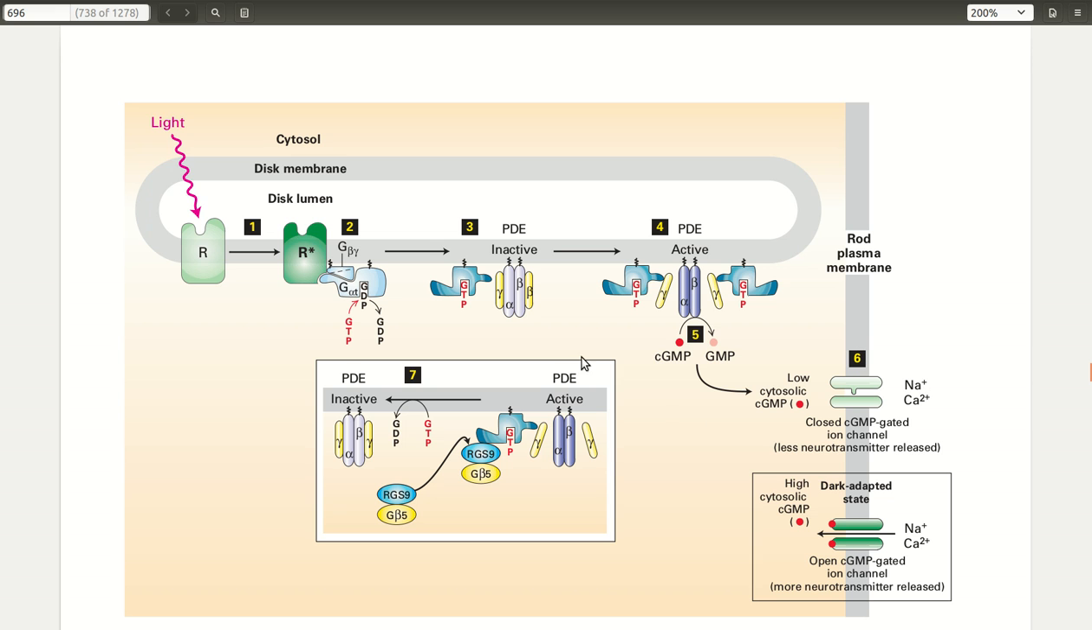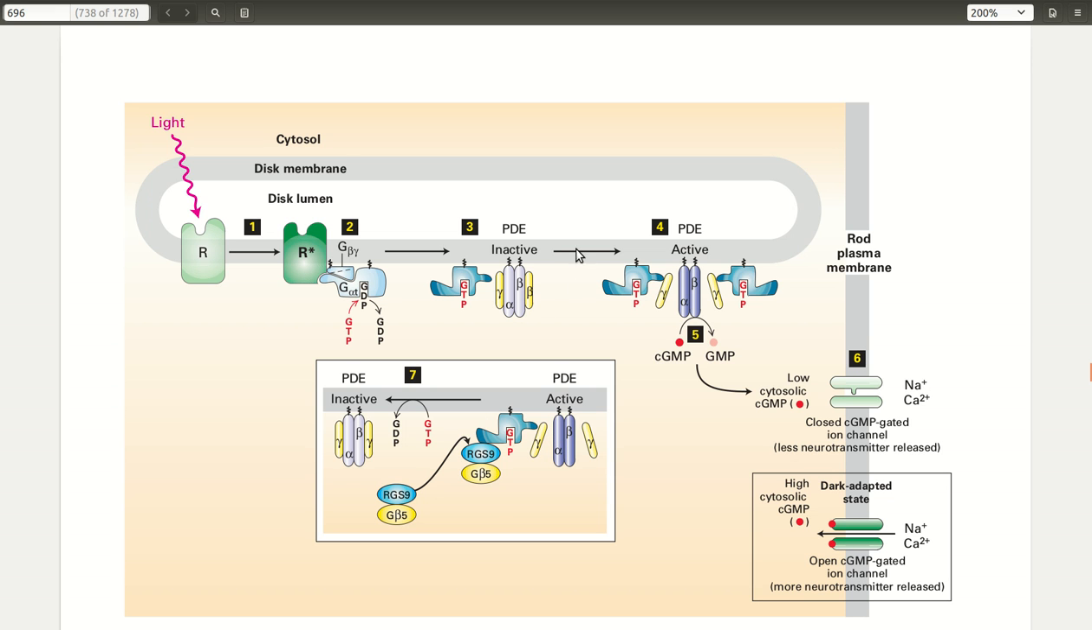And so basically this shows that light activation of this G protein coupled receptor will allow G alpha T subunit of the G protein to remove these inhibitory gamma subunits from PDE, and then PDE will catalyze a conversion of cGMP to GMP, which will lead to the closure of these ion channels and results in less neurotransmitter release to the brain.